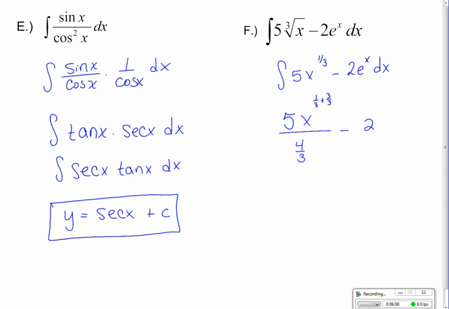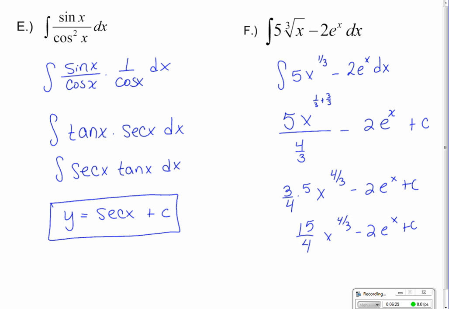Minus 2. The derivative of e to the x is e to the x, and that means then the integration of e to the x, the antiderivative, is e to the x. And so we've got plus some c. Flip this guy over, multiply by its reciprocal, and we will have our answer here real soon. Probably one last step, call it 15/4, x to the 4/3 minus 2e to the x plus c.